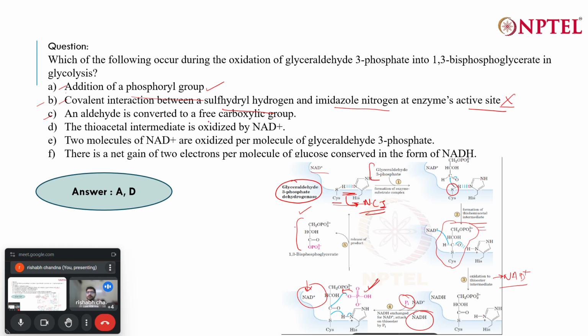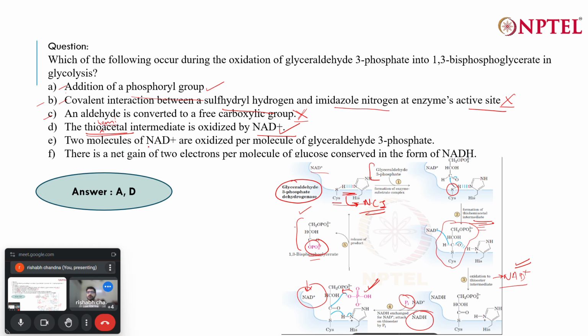An aldehyde is converted to a free carboxylic acid, a free carboxylic group. No, the aldehyde is basically converted to, or is attached to, a phospho group. So this is not a carboxylic group basically. Okay, so this is also a wrong option. Then, a thiohemiacetal intermediate is oxidized by NAD plus. Okay, so what happens? A thiohemiacetal would be the correct option. Thiohemiacetal would be the intermediate that is formed, and that is actually being oxidized by the NAD plus. Okay, so yes, this is also a correct answer.